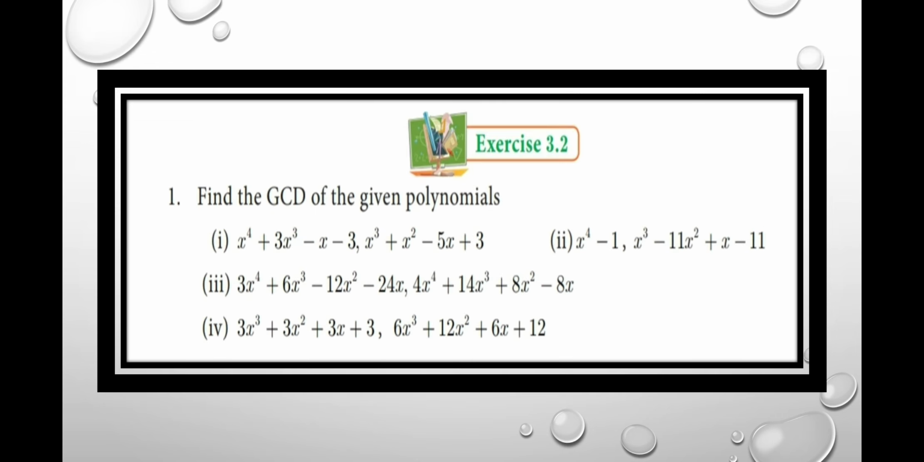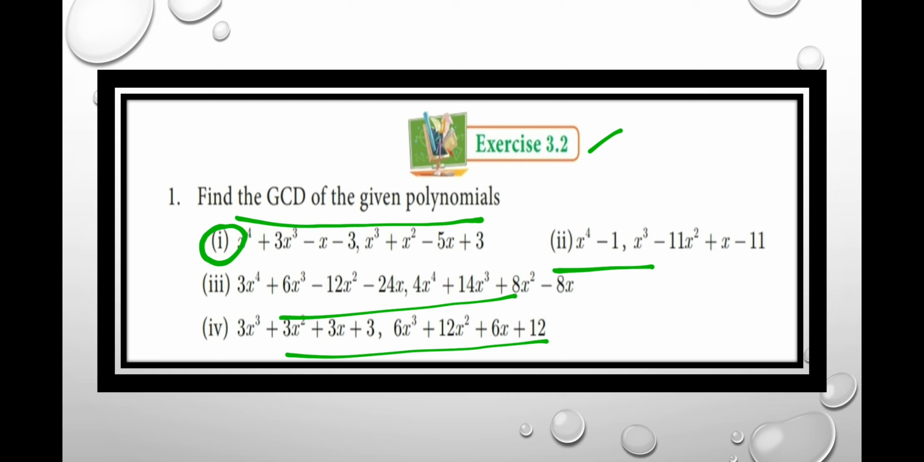Based on this problem, exercise 3.2, find the GCD of the given polynomials. Already I gave the first problem. So, now you have to do the remaining problems as homework. Rest, we shall continue in the next class.